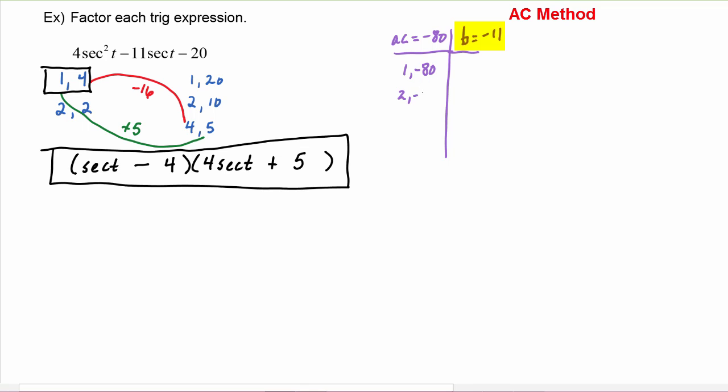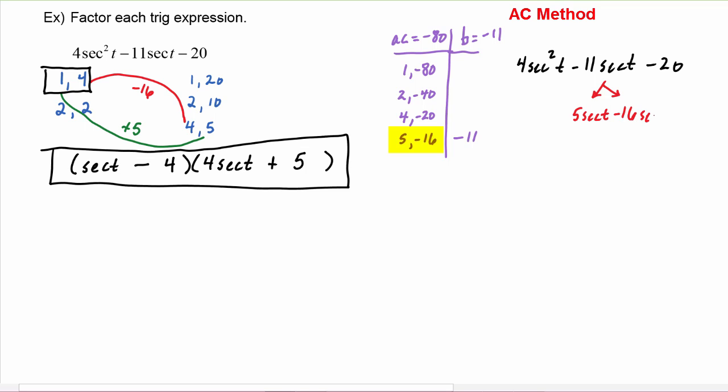That's no good. 2 and negative 40 is negative 38. 4 and negative 20 is negative 16. We're getting closer. 5 and negative 16, there's our negative 11. So we would have split up that negative 11 secant of t into positive 5 secant minus 16 secant. So we would have 4 secant squared of t minus 11 secant of t minus 20. We're going to split that up into 5 secant of t minus 16 secant of t.